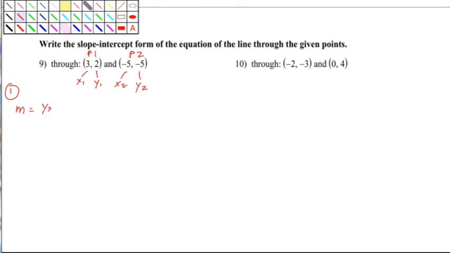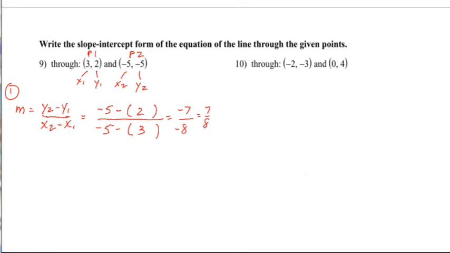So this becomes y2 minus y1 divided by x2 minus x1. And now I'm just going to drop in the values. I get minus 5 minus, and I'm going to drop my parentheses. My y1 value is 2. I'm going to put that over my x2 value, minus 5, minus, and then my x1 value is 3. And when I simplify this, minus 5 minus 2 is going to be minus 7. And minus 5 minus 3 is minus 8, but those negative signs cancel, so this is equal to 7/8.